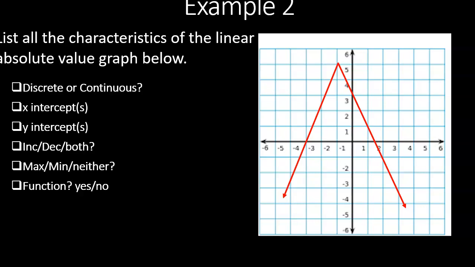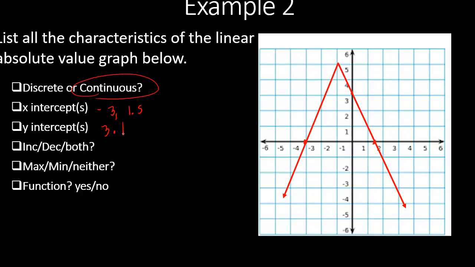All right, so this is an absolute value function. You don't need to know that for a test. I'm just telling you that's what it is. So in this absolute value function, it is continuous because it's all connected. My x-intercepts are at about -3 and 1.5. My y-intercept, we're going to estimate it's at about 3.1.